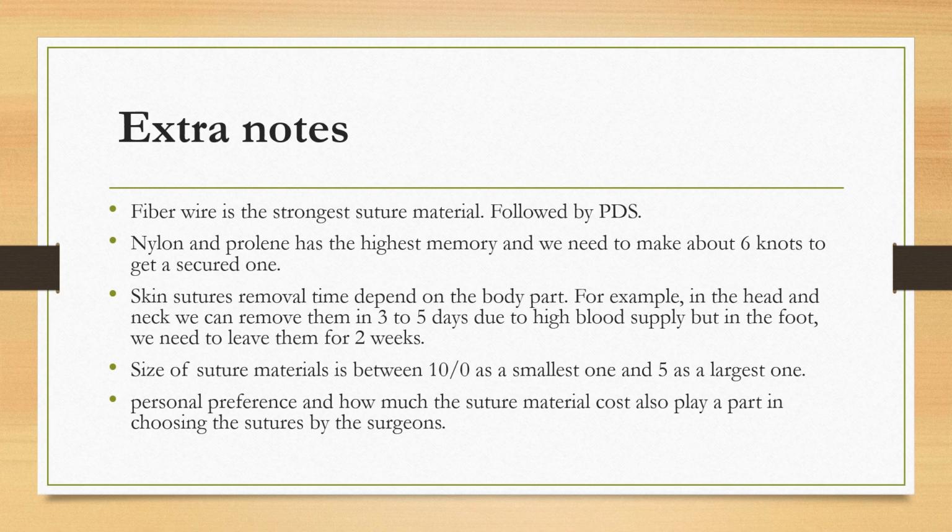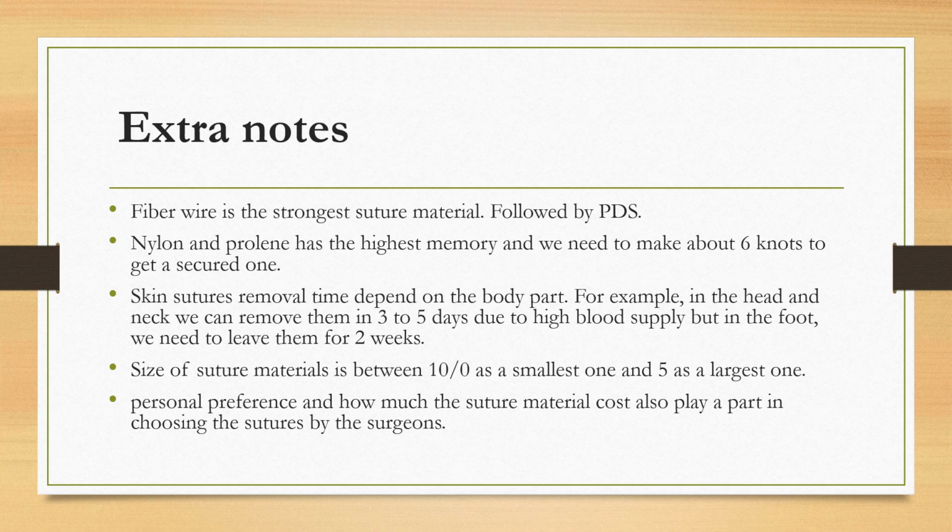And then smaller than 0 is what? 2-0. There is no 1-0 because 1-0 is 0. So smaller than 0 is 2-0, and then 3-0, 4-0, 5-0, down to 10 zeros. So 10-0, for example, is a very tiny suture material used, for example, in eye surgeries, or in microsurgery for anastomosis of nerves and very small blood vessels. And for example, number 5 is a very big kind of suture.